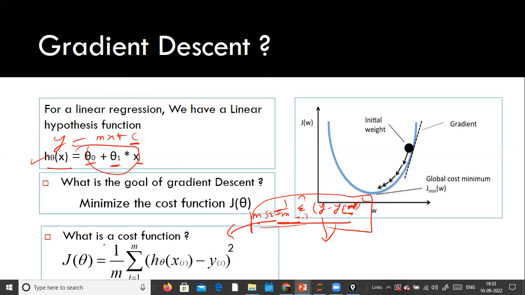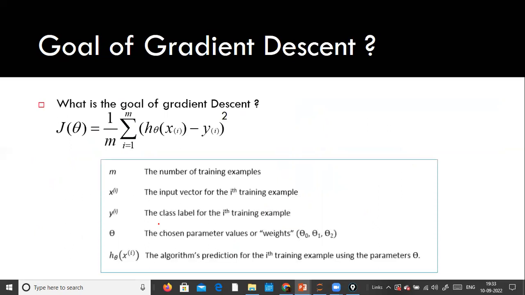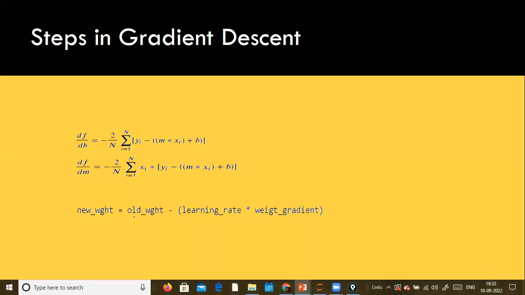So J of theta is nothing but your cost. Using this function, we can find the error by finding the difference between actual and predicted, and when you square it and divide it by m, you get the mean squared error, which is nothing but the cost function. So what is the goal of gradient descent? We want to minimize the cost. Anyhow, I'm not going to discuss all the things, you will get confused, and that is not required also. And the next thing is we will take a look at how we can derive that equation.